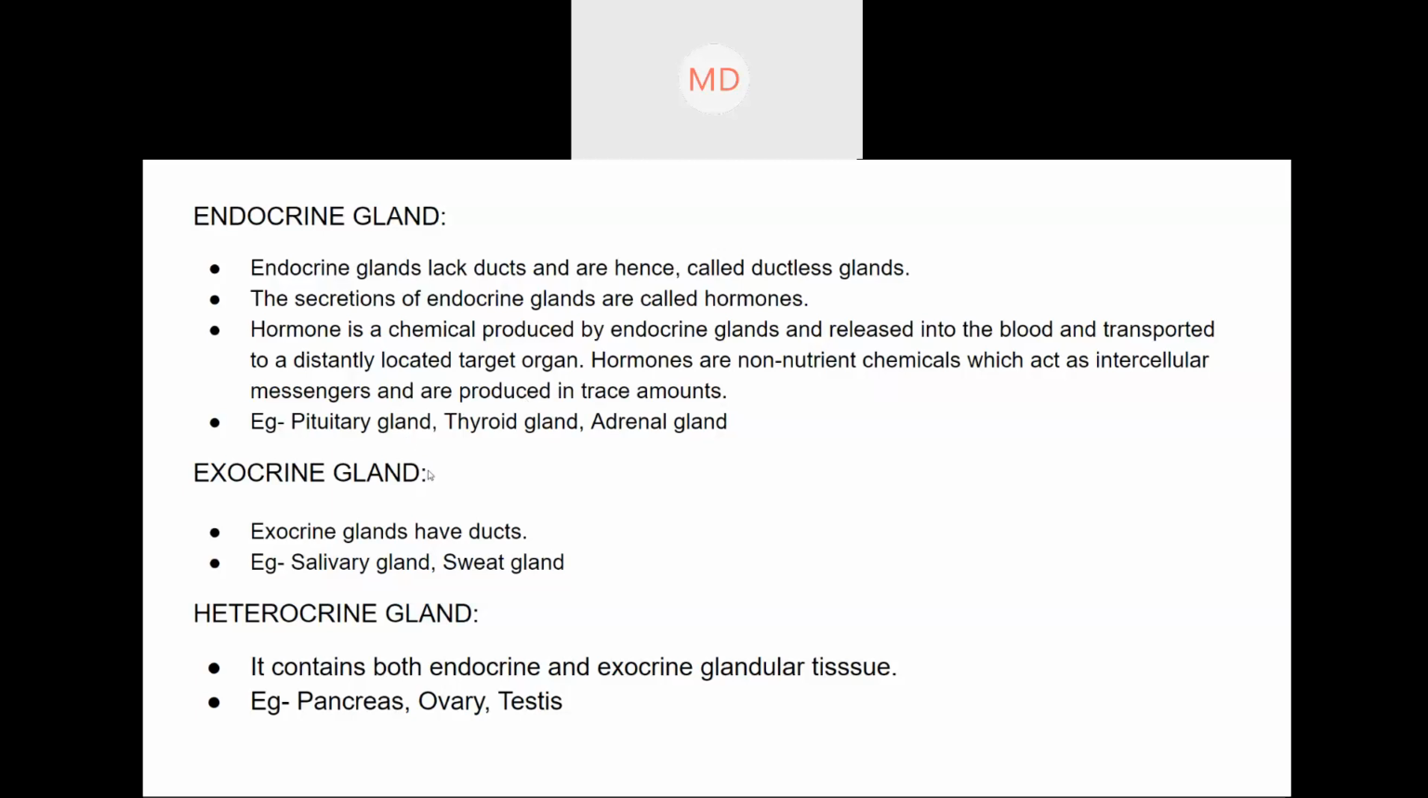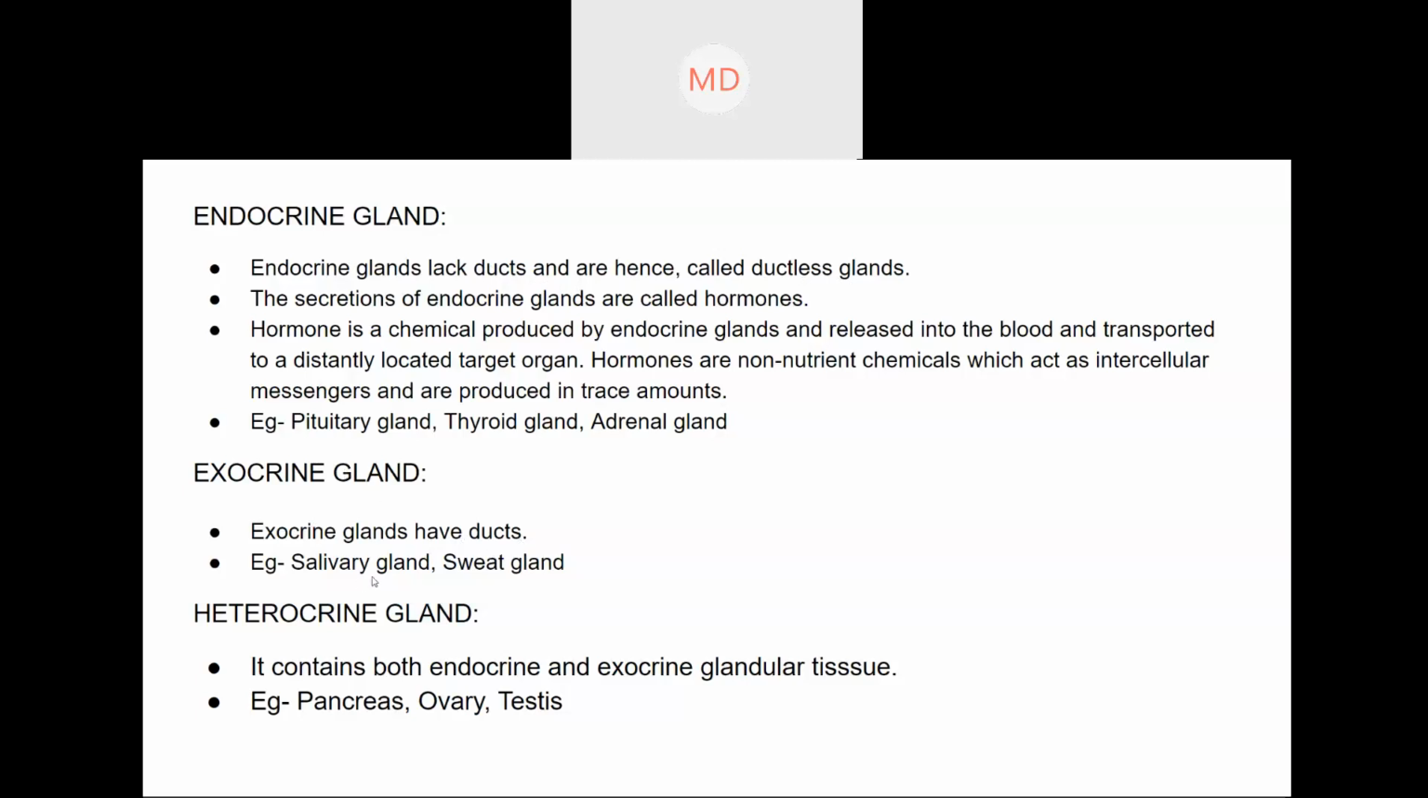Now next is the exocrine gland. It might be asked what the difference between endocrine and exocrine gland is. The most important difference is that endocrine glands are known as ductless glands because they do not have ducts, but exocrine glands have ducts.